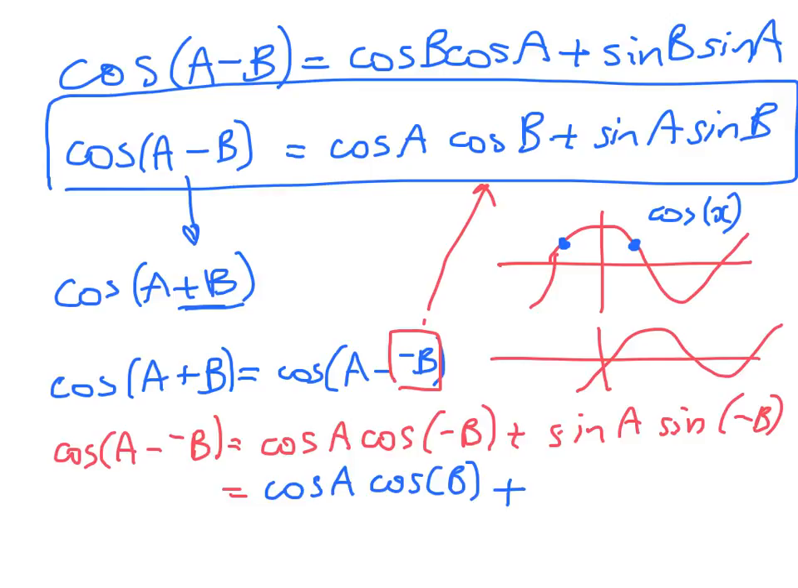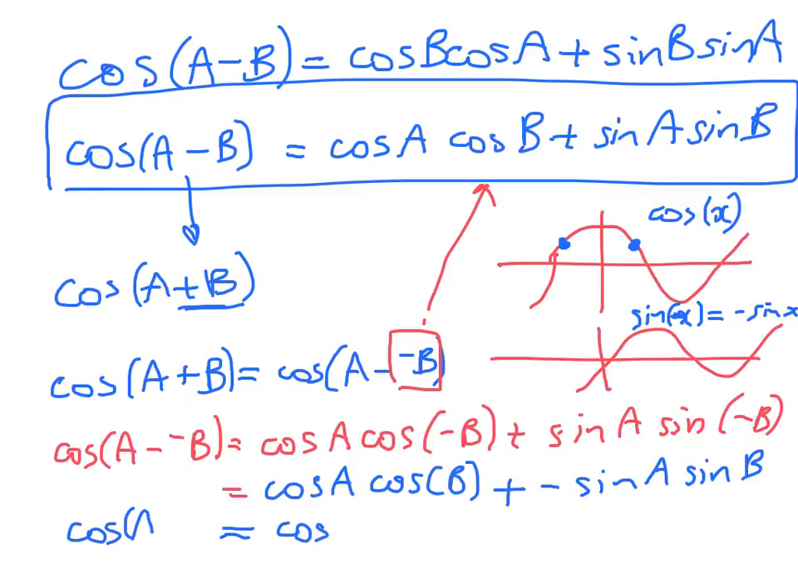And the sine function is an odd function, so sine of negative x is equal to negative sine x. So that's equal to plus negative sine A sine B. So cos of A plus B is equal to cos of A cos of B minus the sine of A sine B.